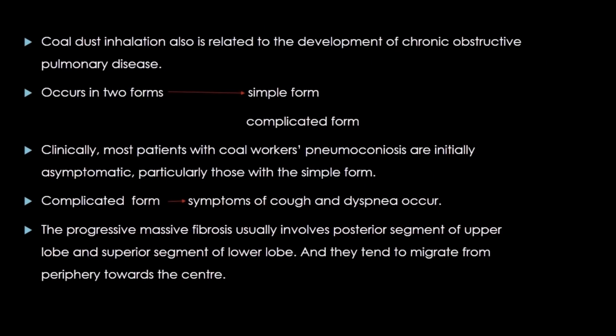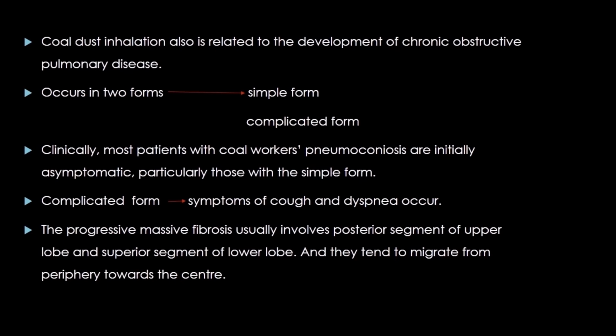Coal dust inhalation also is related to the development of chronic obstructive pulmonary disease. It occurs in two forms. One is the simple form and the other is the complicated form. Clinically, most patients with coal workers pneumoconiosis are initially asymptomatic, particularly those with the simple form. Whereas a patient with the complicated form usually presents with the symptoms of cough and dyspnea.